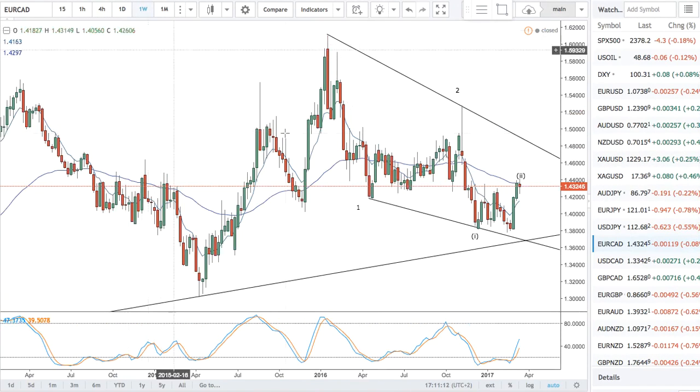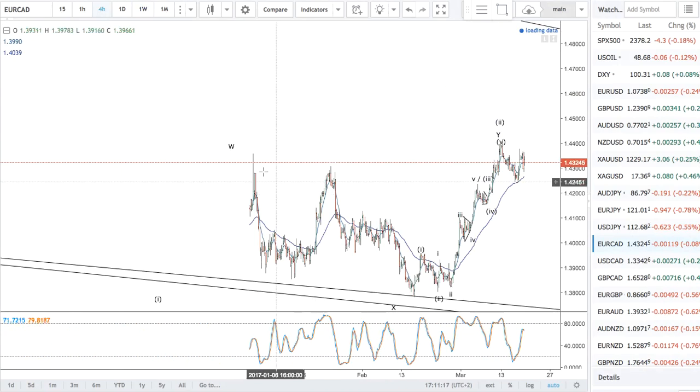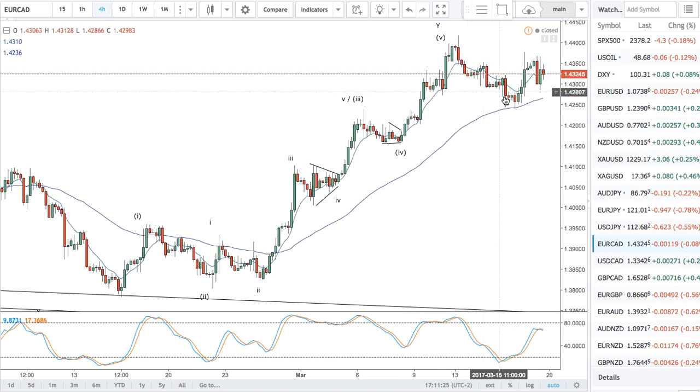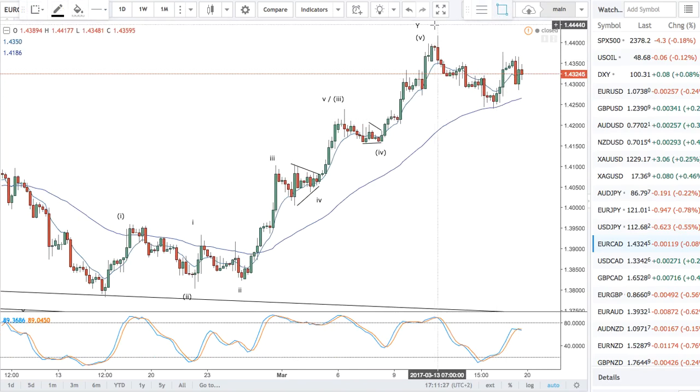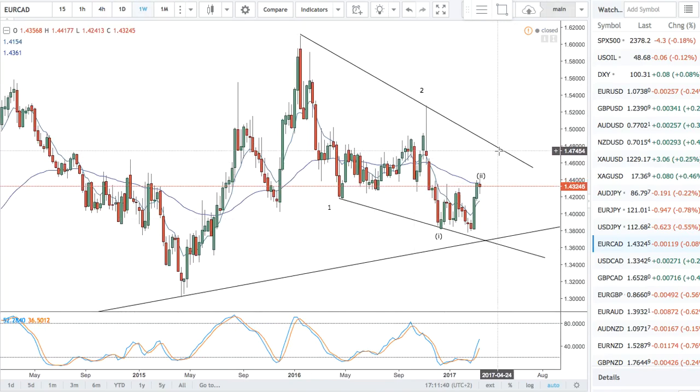Euro Canadian dollar, I mentioned a scenario a few days ago. I'm still looking at this as a possible flat overall to start wave three of three. However, the sell-off has been corrective here. This move here is corrective. And overall, I can count it as seven waves. There's 1, 2, 3, 4, 5, 6, 7. So it's corrective overall. If we do move higher, I'm going to use this as a leading diagonal towards 147.